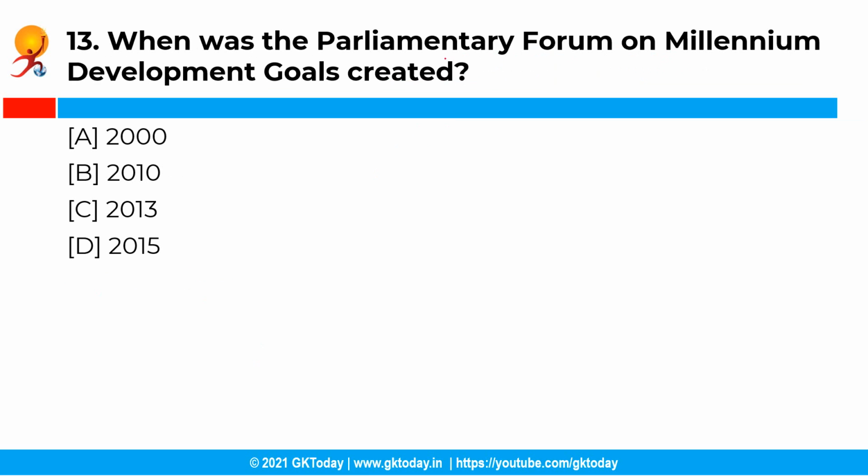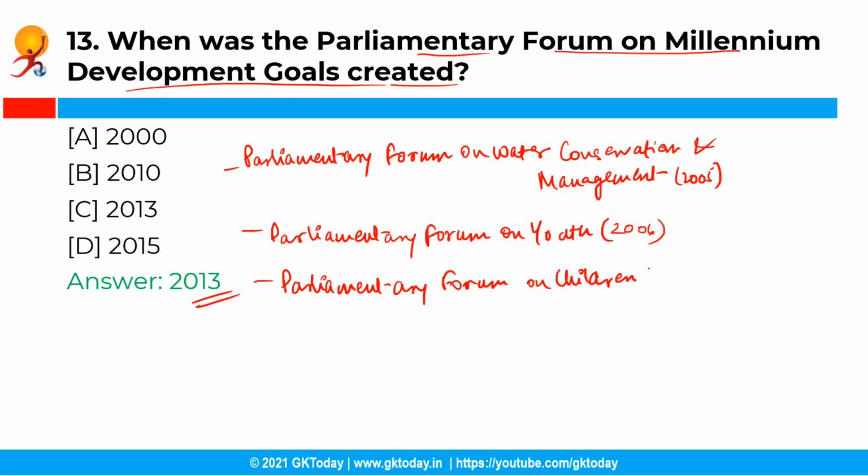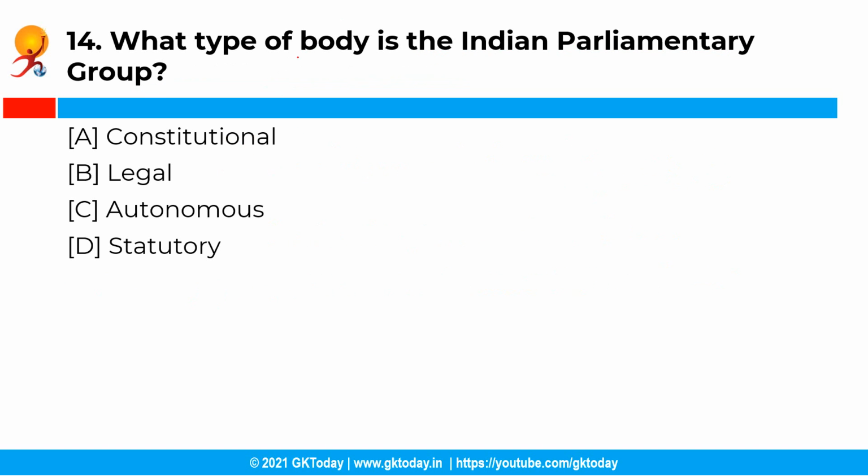Now the next question is, when was the Parliamentary Forum on Millennium Development Goals created? Now you have the following options and the correct answer is option C, that is the year 2013. So, the Parliamentary Forum on Millennium Development Goals was created in the year 2013, and at present there are 8 parliamentary forums such as Parliamentary Forum on Water Conservation and Management 2005, Parliamentary Forum on Youth 2006, Parliamentary Forum on Children 2006, etc.